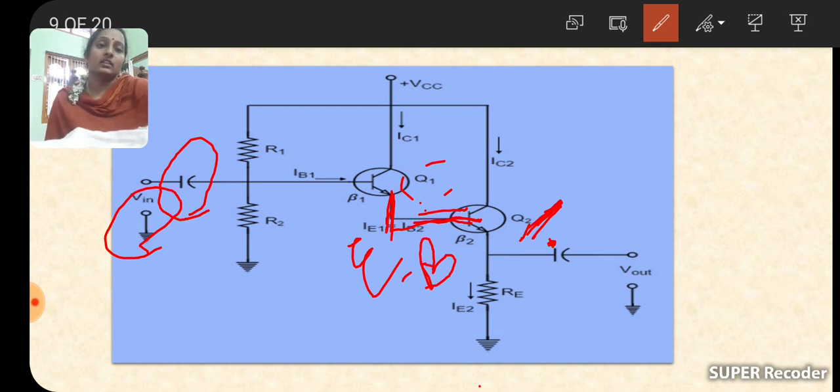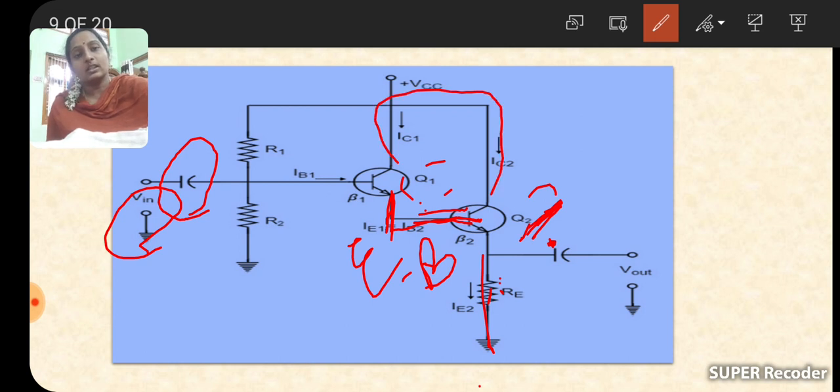The next thing: the emitter terminal of Q2 is connected to ground through RE. And the most important thing, already discussed, is that the collector terminals are connected together and given to the supply voltage VCC. According to Kirchhoff's current law, the current is divided into two parts, IC1 and IC2. The entering currents are equal to the leaving currents.